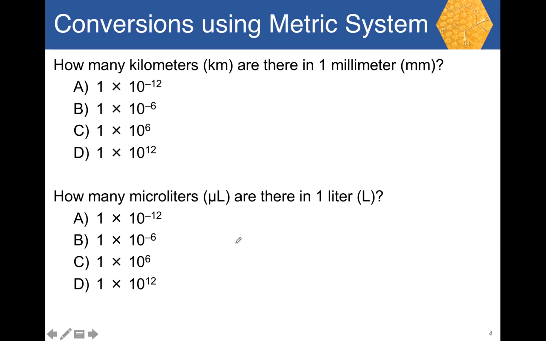So in applying what we did on the previous slide, a good question here is, how many kilometers are there in 1 meter? So what we're asking you basically is, did you understand the previous slide? And can you use that information now to convert 1 kilometer into millimeters, or how many kilometers are there in 1 millimeter?